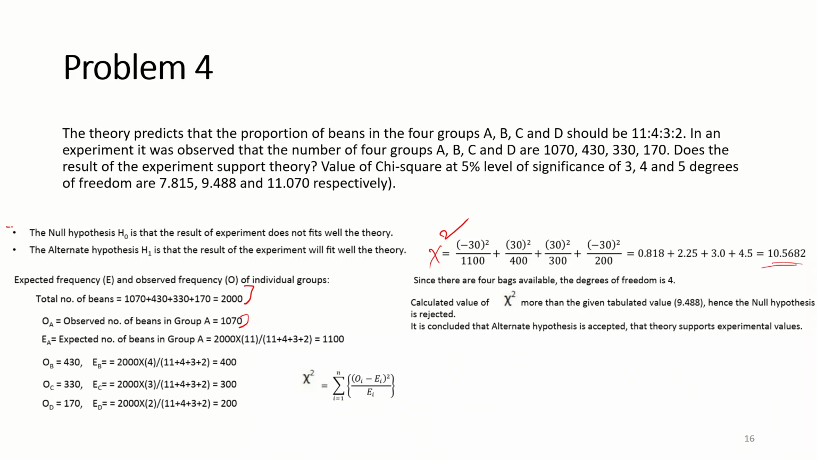That 5682 is what one of you answered. So the degree of freedom is 4. Okay, so the calculated chi-square value is more than the given tabulated value, that is 9.488. Hence the null hypothesis is rejected, and it is concluded that the alternate hypothesis is accepted, that the theory does not support the experimental results. Okay. So that's all. I think you try that question. I hope you all will be able to solve it.